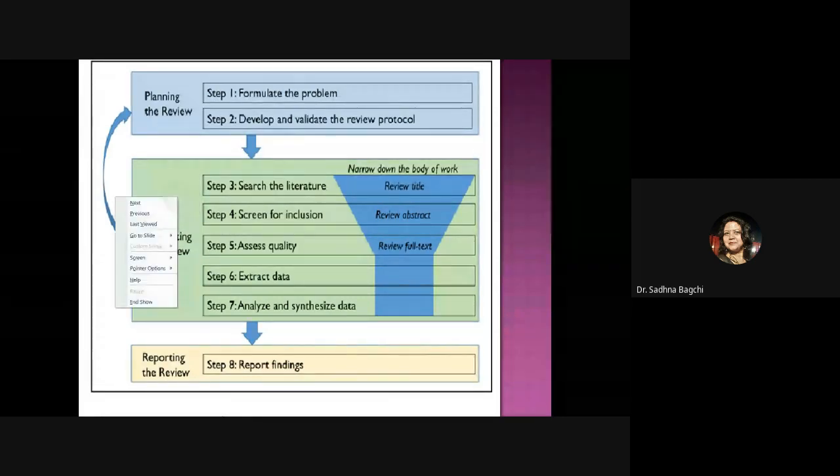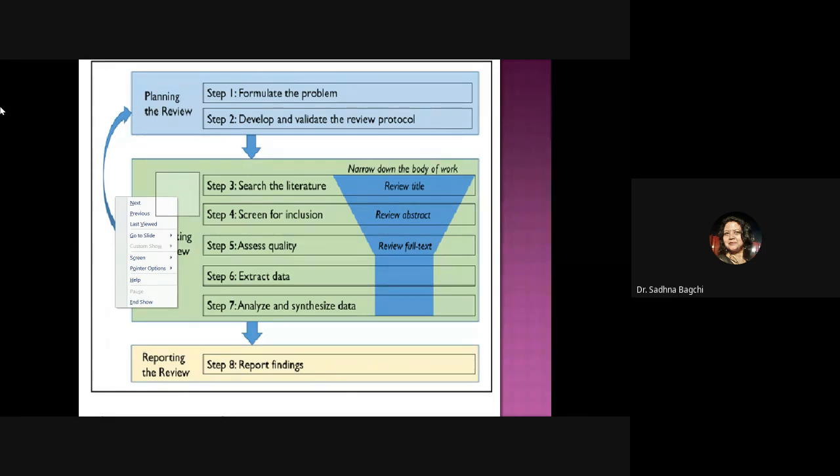For planning the review, when you are going to conduct your literature review, you must first formulate the problem. Step 2, develop and validate the review protocols. In this planning phase, you decide how you are going to conduct your literature review. First you have to find the research questions, and every research question will be answered by your review. You have to formulate 20 to 25 research questions, and all those research questions will be handled by your literature review. So the planning phase is to formulate the problem, that is, the research question.